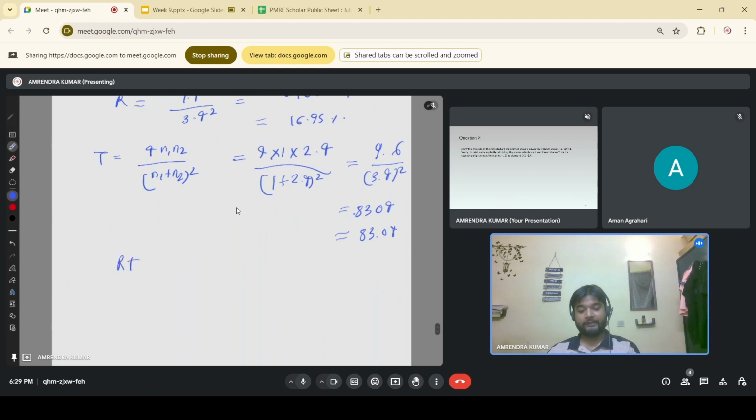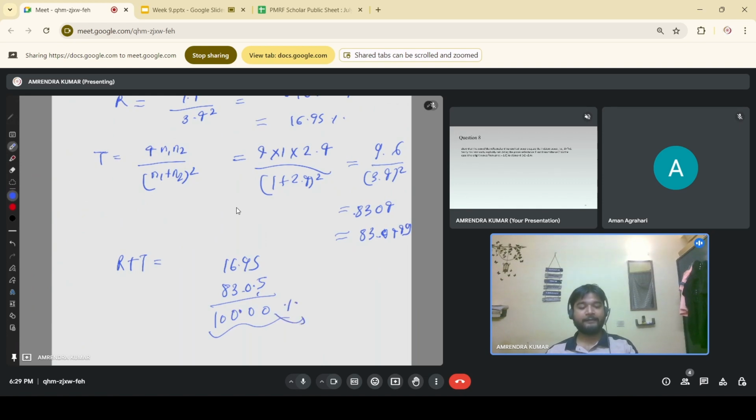So R plus T will be 16.95 plus 83.4. It's around 100 because I have rounded to one decimal place. Because I have not written the significant digits, approximately it comes to 100%, whatever was being transmitted.